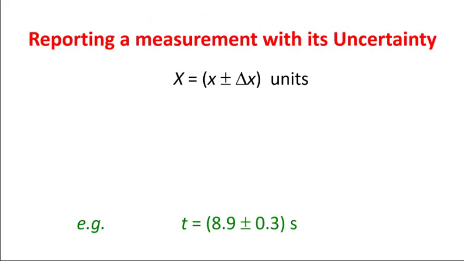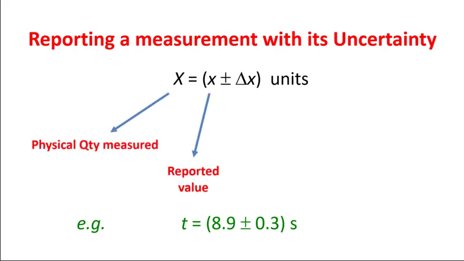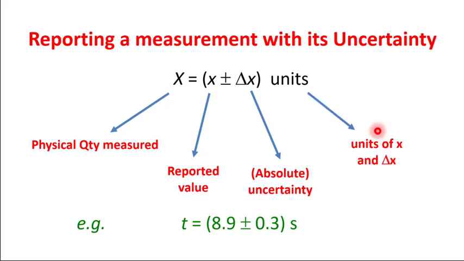In general, a physical quantity is reported with its uncertainty in this form: x plus minus delta x, with its units written outside the brackets. In this case, the big X is the physical quantity that is measured, the small x is the reported value, and very often the average. Delta x is the absolute uncertainty, often simply known as the uncertainty. The units belong to that of x as well as delta x.